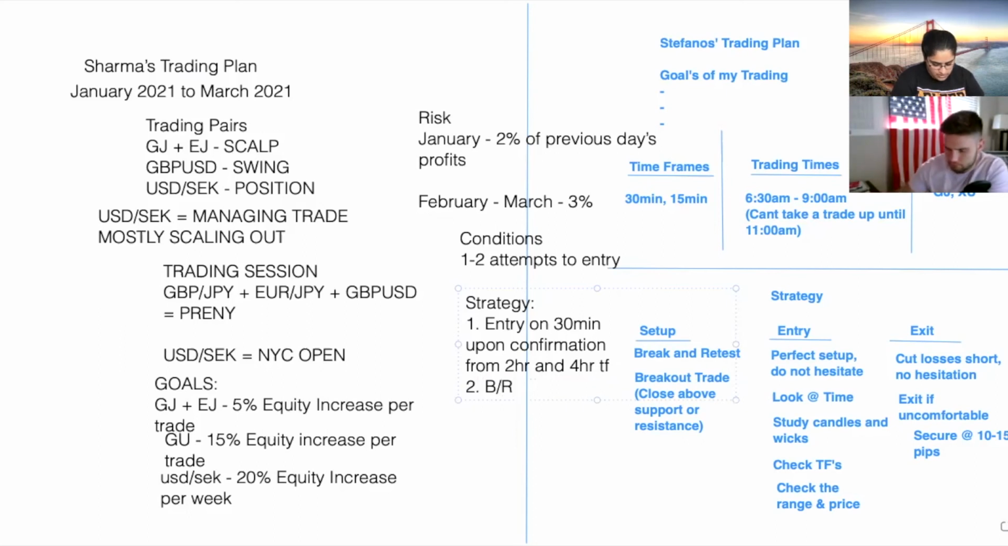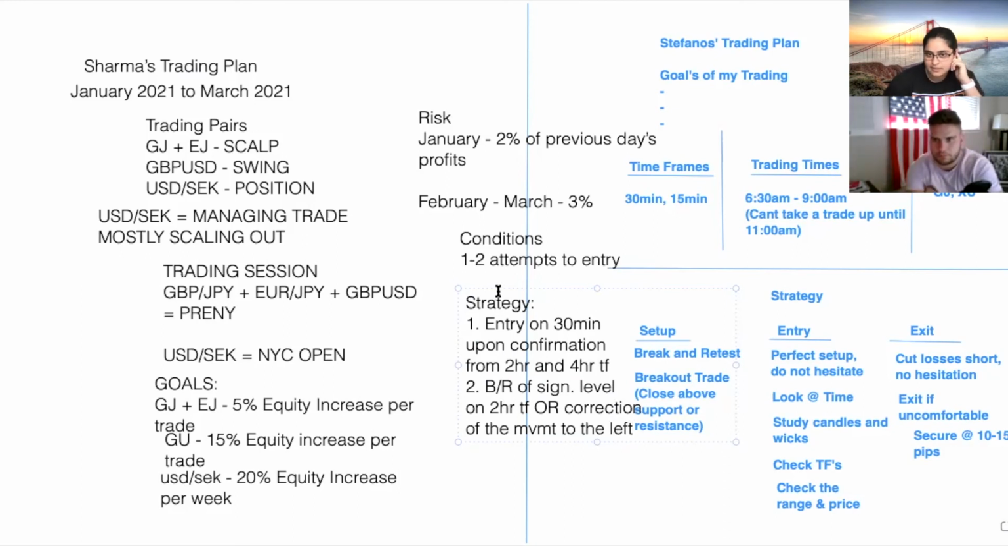So that's what the BR stands for, of a significant level on the 2-hour time frame, or a correction of the heavy buyers or sellers pressure. And I will just say movement to the left, right? So I just explained it. So that's what this is. This is a correction of the movement to the left. So if there's a massive sell-off that's happened recently, when I'm looking to the left, then I'm looking at, is this simply a correction?